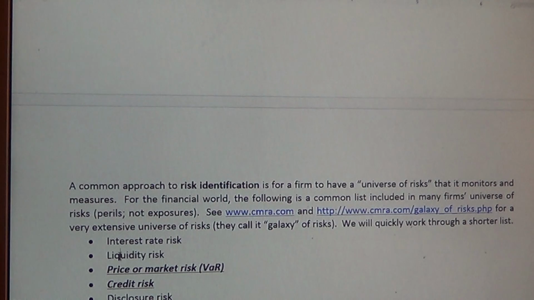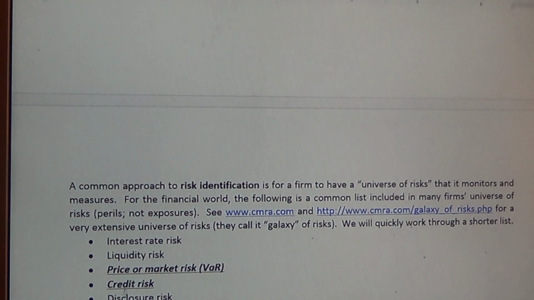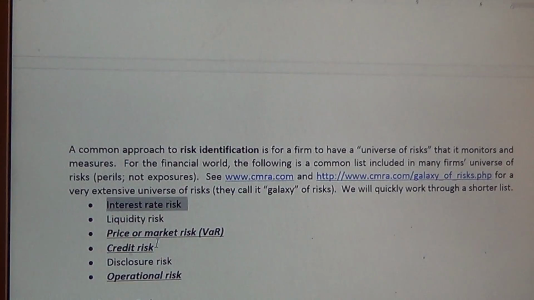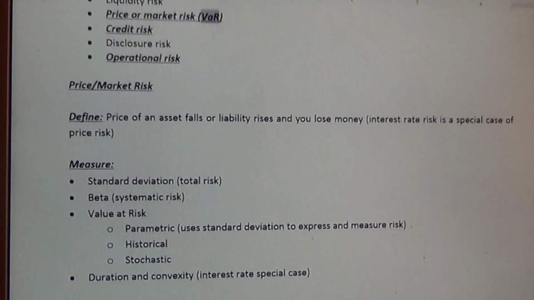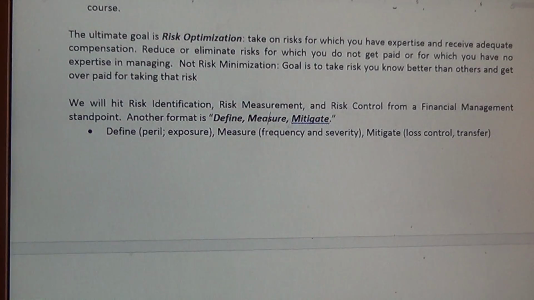Interest rate risk, liquidity risk, price risk, credit risk, disclosure risk, and operational risk. We're going to focus our attention really on price risk. We'll talk some about credit risk and operational risk, but we'll spend most of our time on price risk. Interest rate risk is my favorite, and we could spend quite a bit of time on interest rate risk. If we have time in this class, we'll go back to interest rate risk. But right now we're going to start with price risk, and that's where that value at risk is going to come into play. So let's talk about price risk again using this model of define, measure, mitigate.